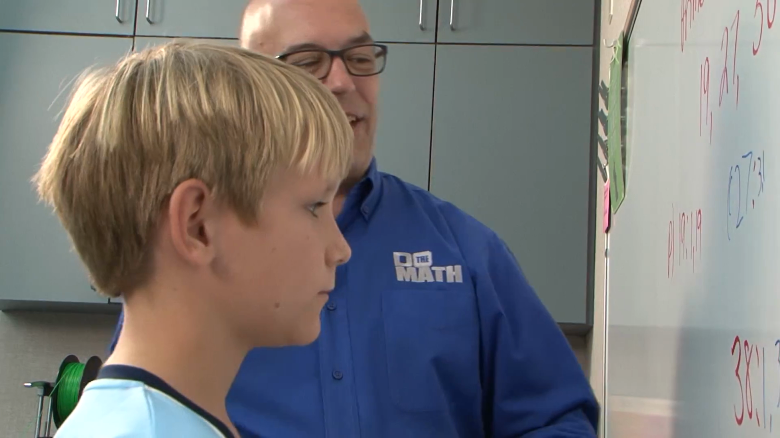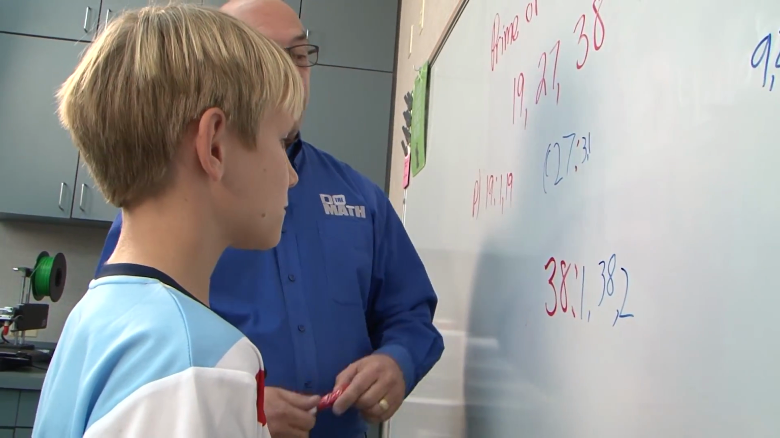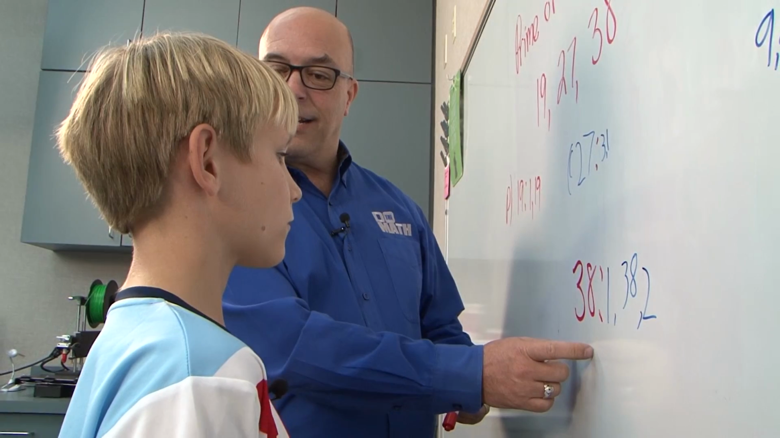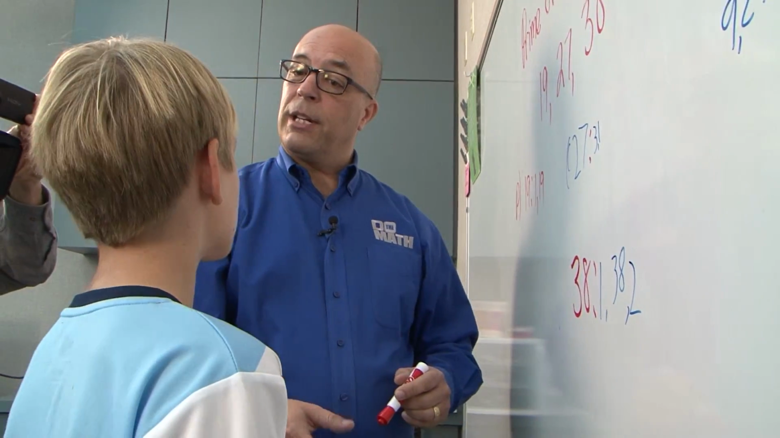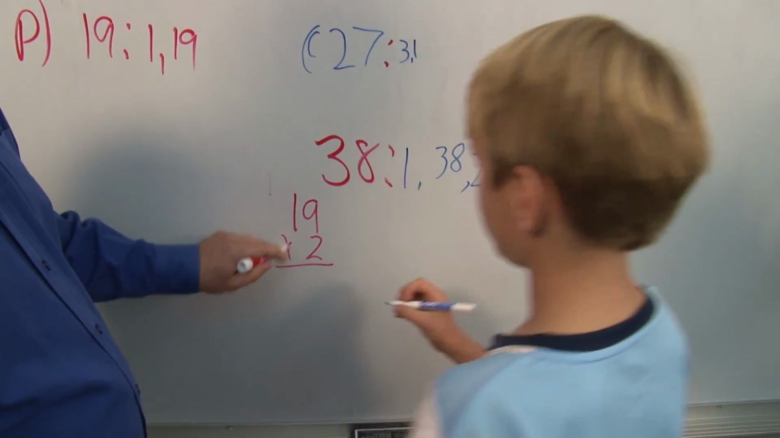Okay. So, we've got 1 and 38. We'll do this with the music on, all right? So, 2, we know that 19 is a little less than 20, right? So do this. Let's go 19 times 2. Okay.